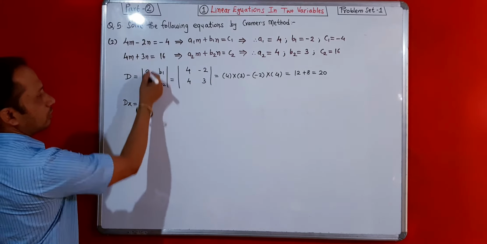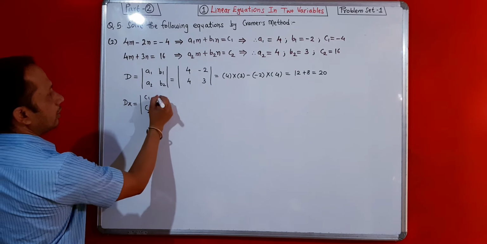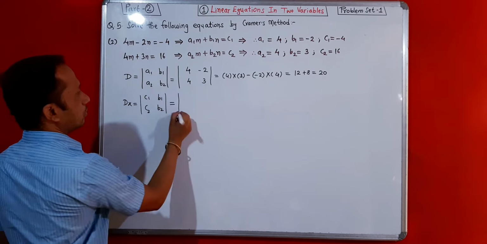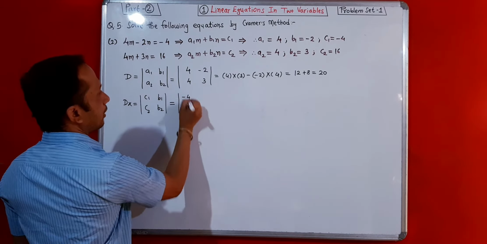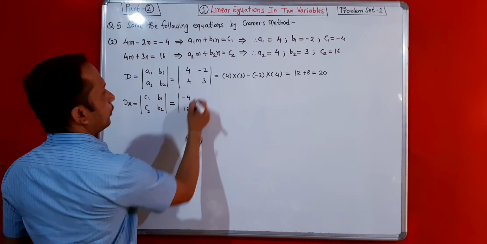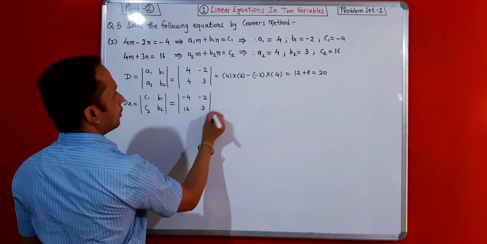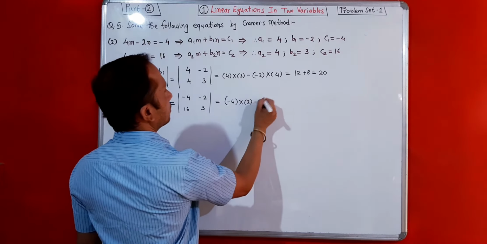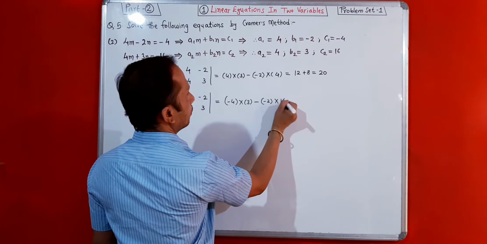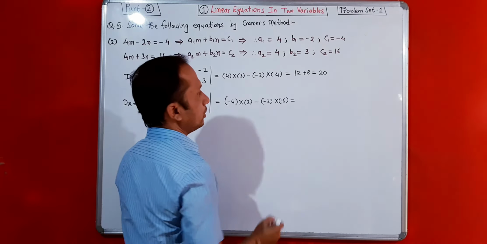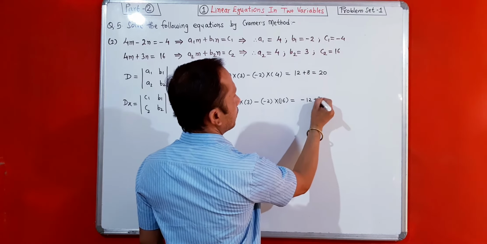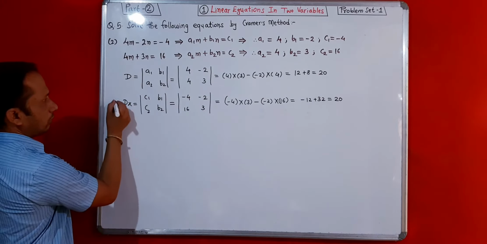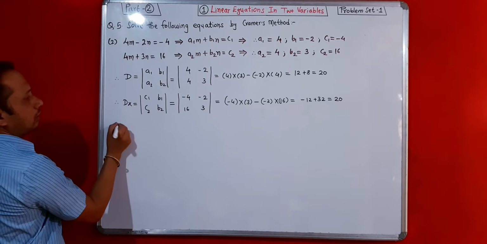Now dx. We know that we change a1, a2 to c1, c2 at the place of dx, and the rest b1, b2 stay as they are. So c1, c2 are minus 4 and 16, and b1, b2 are minus 2 and 3. So it is minus 4 into 3 minus 2 into 16. Now do this. So it is minus 12 plus 32, so it is 20 again. So now dy.